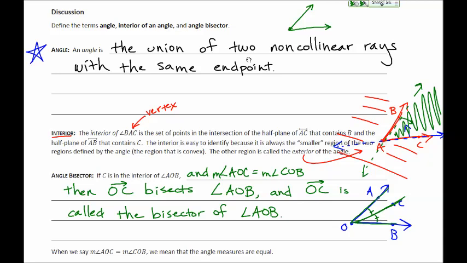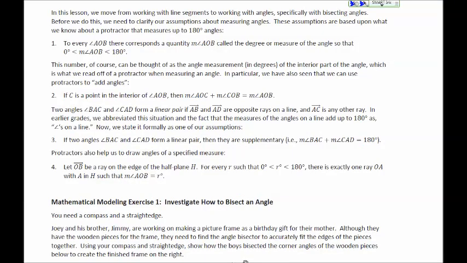When we say the measure of AOC is equal to the measure of COB, we mean that the angle measures are equal. Okay, so there are three pretty important definitions that'll be useful for you in this lesson. On the next page, there are some assumptions about measuring angles that I wanted to highlight. The first says, to every angle AOB, there corresponds a quantity called the degree or measure of the angle, so that the measure is between 0 and 180 degrees. We'll talk a little bit later in this video about how to find that measure, but just for now, know that there is one.